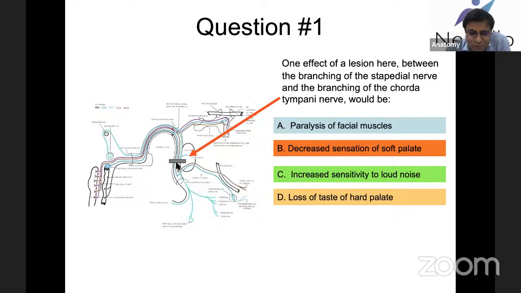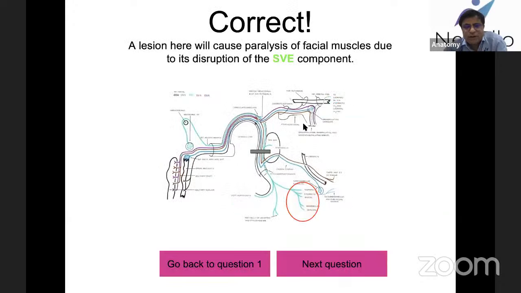Because this motor component of the facial nerve, which was reaching the facial muscles, will be lost, since the impulses will not be carried downwards. So the answer will be paralysis of the facial muscles. This will be the answer, right? Okay, let's see the next question here.